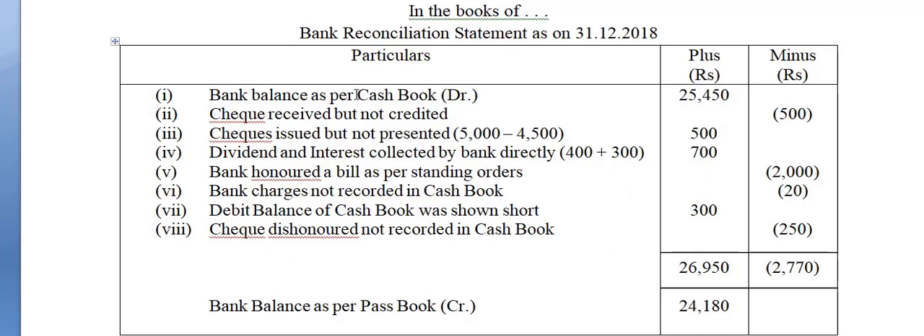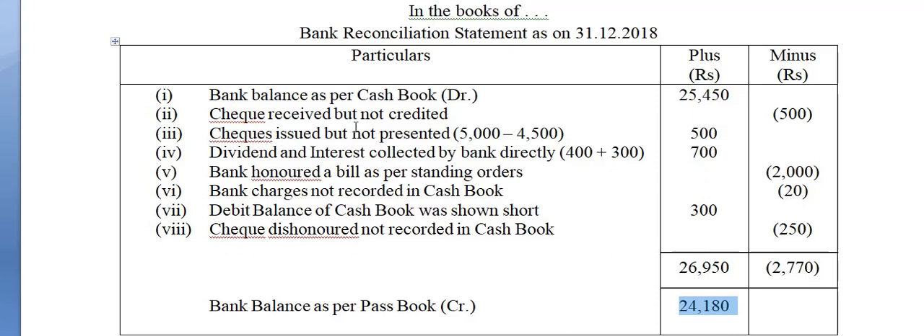Whether you want to start your question with the cash book balance or the passbook balance, because both the balances are given. You can see out there, bank balance as per cash book debit 25450. It is already given out here, whereas the passbook balance is 24180. So both these balances are given out here. So it is up to you where to start. What should be your starting point and the ending point?